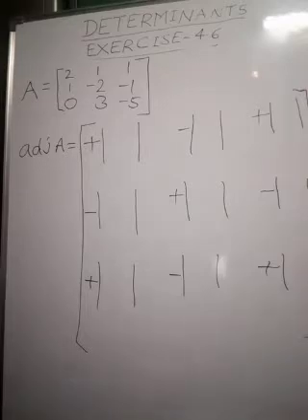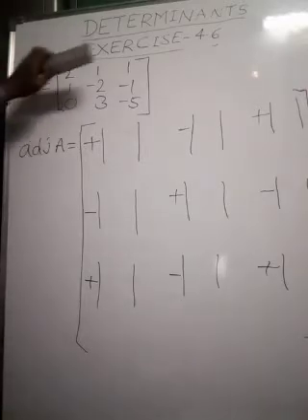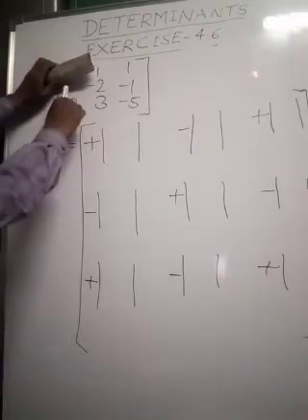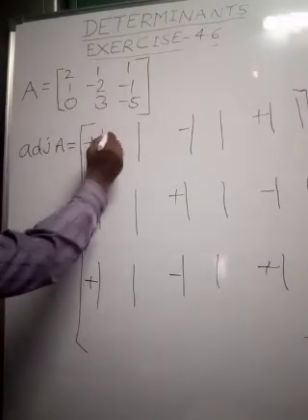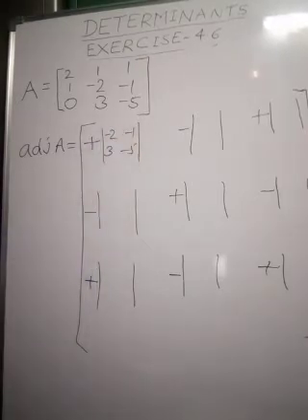Understood, my dear children? Now, come to the first row. Close the first row and the first column. What will you get here? Minus 2, minus 1, 3, minus 5. Write that one. Understood this one, my dear children?